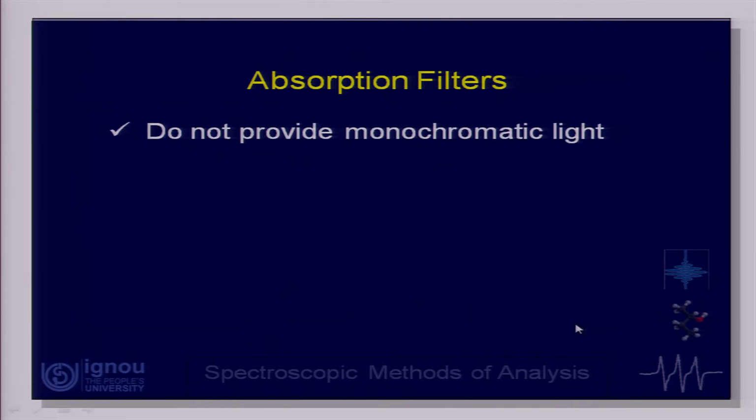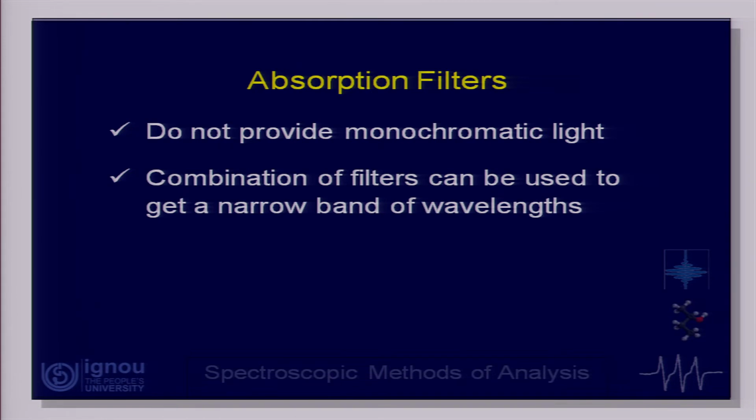If I look at absorption filters, the only drawback with them is that they do not provide monochromatic light. So, what to do? There is a way out. What we can do is take different combinations and try to make the output from that filter as narrow as possible. That is a possibility.